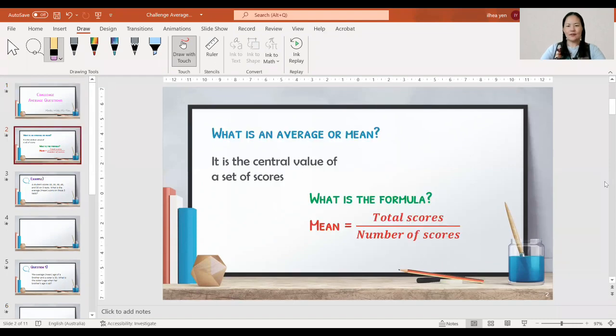Now, what is an average or mean? In primary, we call it average. But when you go to high school, we call it mean. They're both the same. So as I told you before, it is a central value, which is the center value of a set of scores. Now, luckily, we have a formula. That formula for the mean is total scores divided by number of scores. But let's have a look at the example.